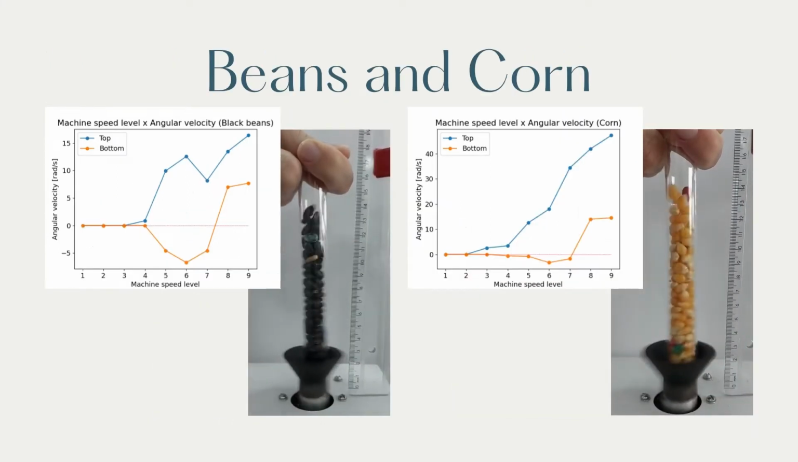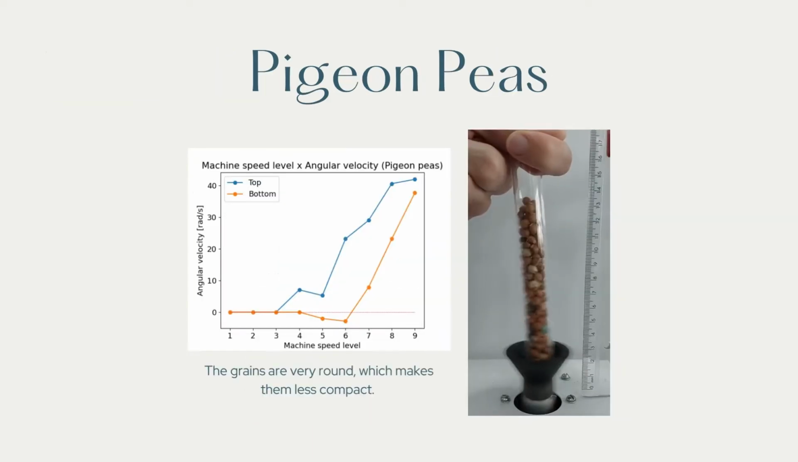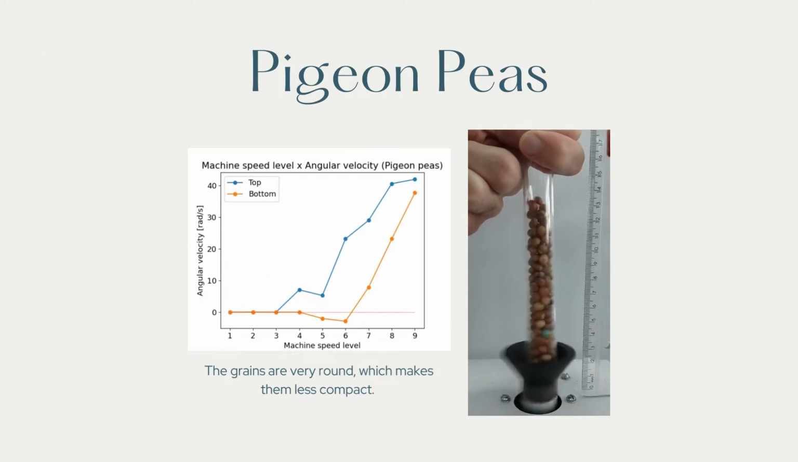For black beans and corn, the point of inversion happened at frequency level 7 of the vortex mixer, showing longer periods and lower angular velocity before all grains started spinning clockwise on frequency levels 8 and 9. With pigeon peas, it happens a little earlier. The point of inversion happens at frequency level 6 before all grains start spinning in the same direction at level 7. For pigeon peas, the grains are smaller and very round, making them less compact at the bottom.